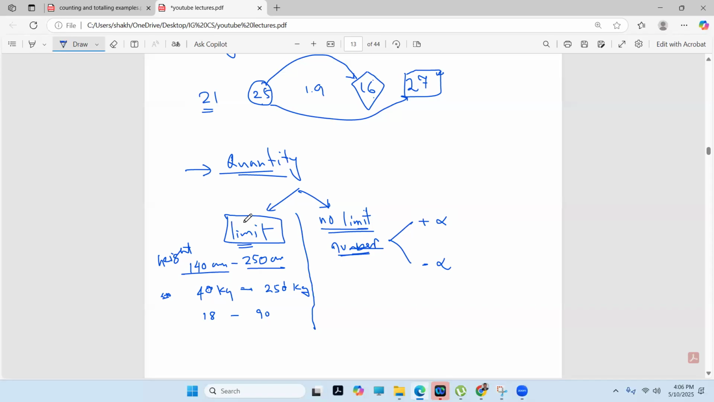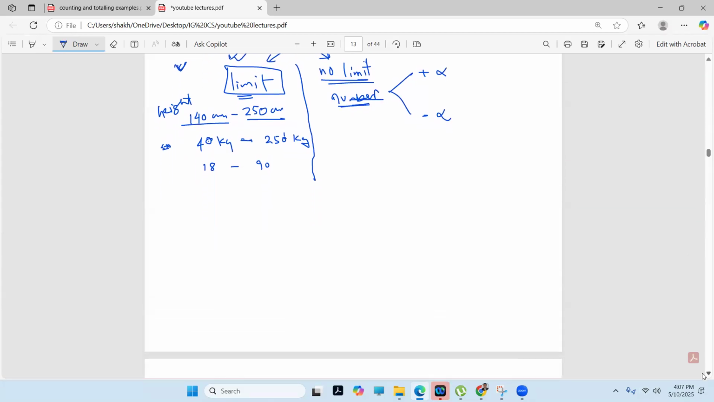So in case of limit, we will use one method, and in case of no limit, we will use another method. But the algorithm that you use to calculate the highest and lowest number, using that algorithm, you can solve this problem also. But why are we learning two methods? Because both methods are applicable for the IGCSE syllabus, so we have to cover everything that belongs to IGCSE. So let's start with the limit.